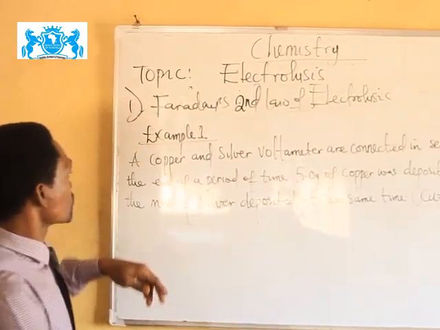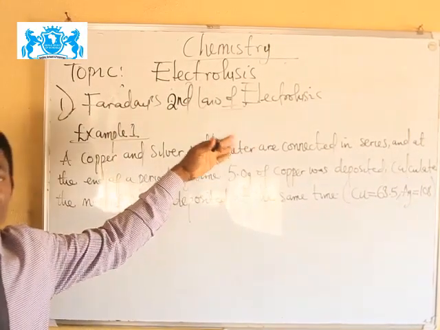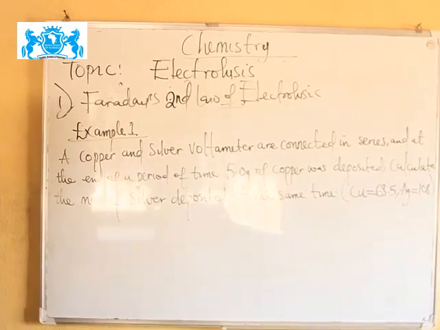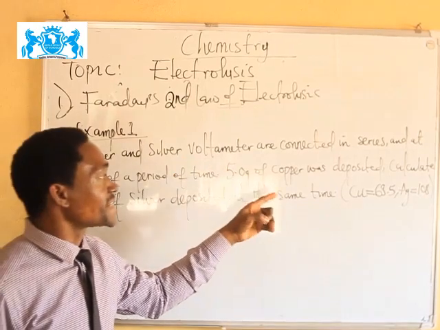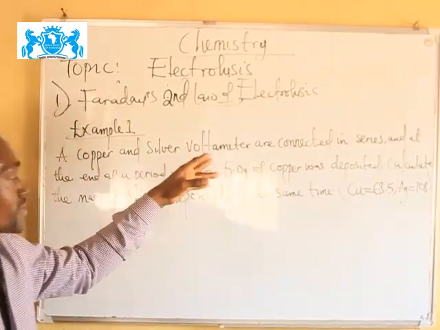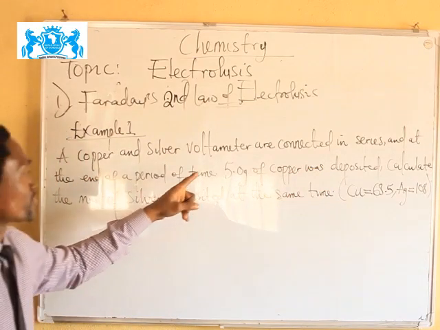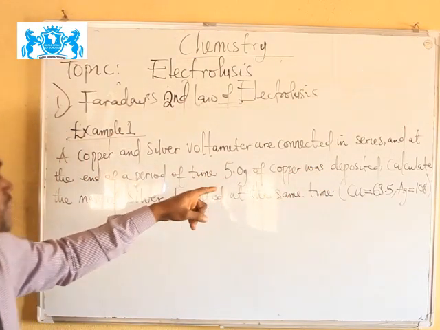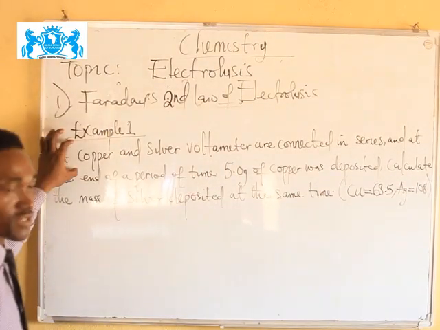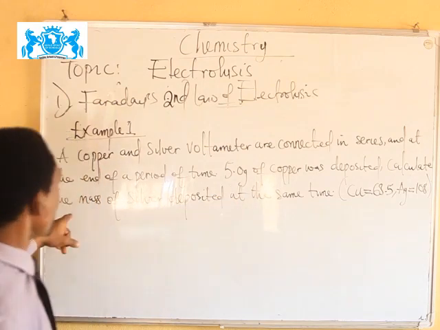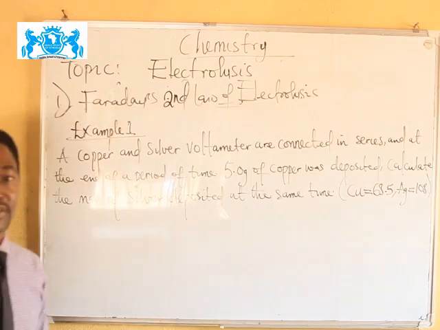Let's look at this question where we have to apply Faraday's second law. The question reads on the board: a copper and silver voltameter are connected in series. Those are the electrolytic cells, both connected in series. At the end of a period of time, 5.0 grams of copper was deposited, which means it's deposited at the first electrolytic cell. Calculate the mass of silver deposited at the same time in the second electrolytic cell.